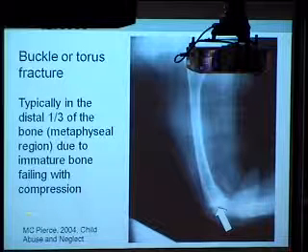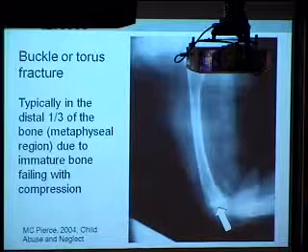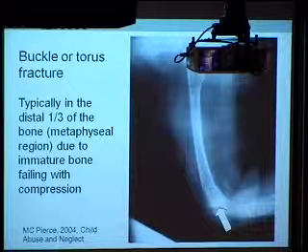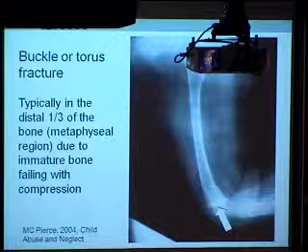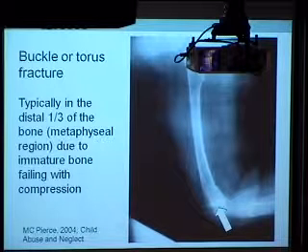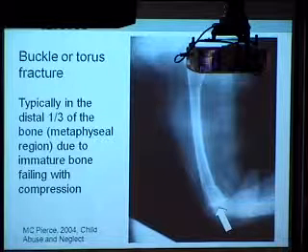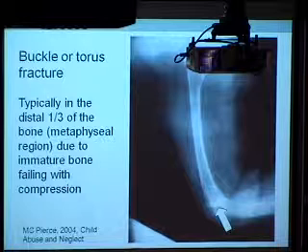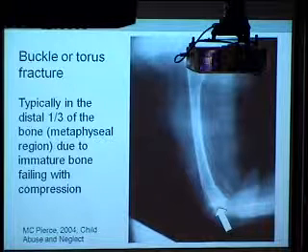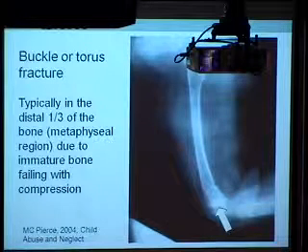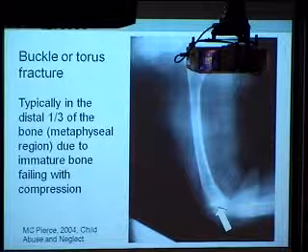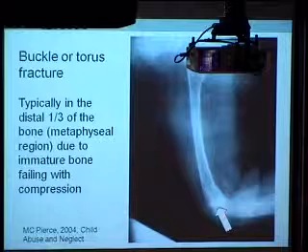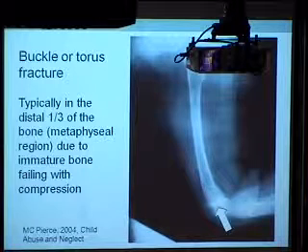So from one of her review papers, I've taken some photographs where she tries to describe the type of force that causes fairly common fractures that we see. So a buccal or torus fracture occurs typically in the distal 1/3 of the metaphysis region. And it fractures there because the bone is more immature. That's where the bone is growing. It's a little bit more immature and a little bit weaker. And so this is the direction of force to cause that fracture.